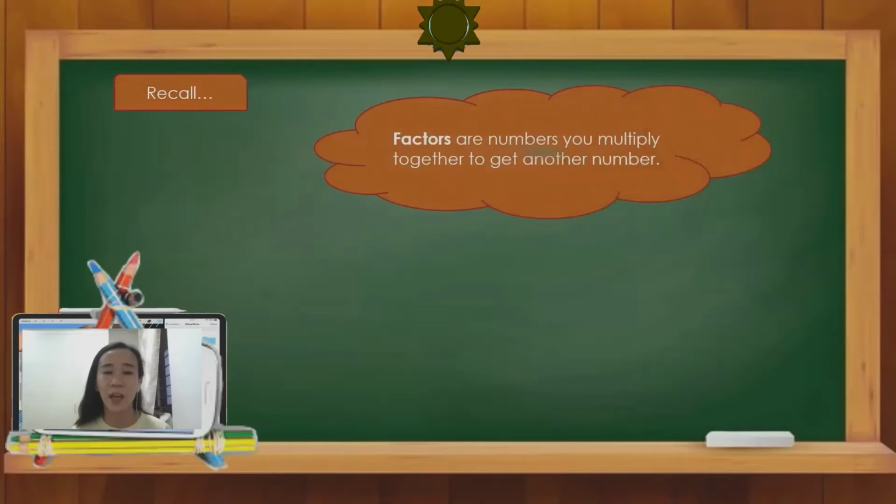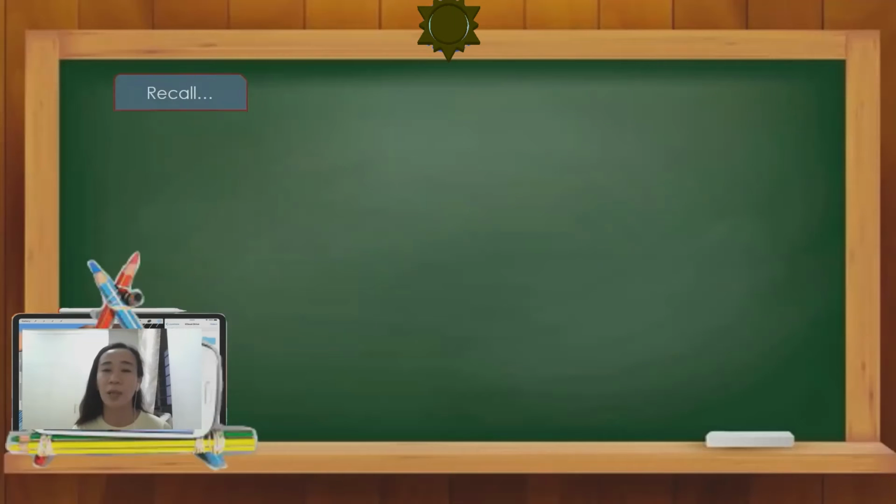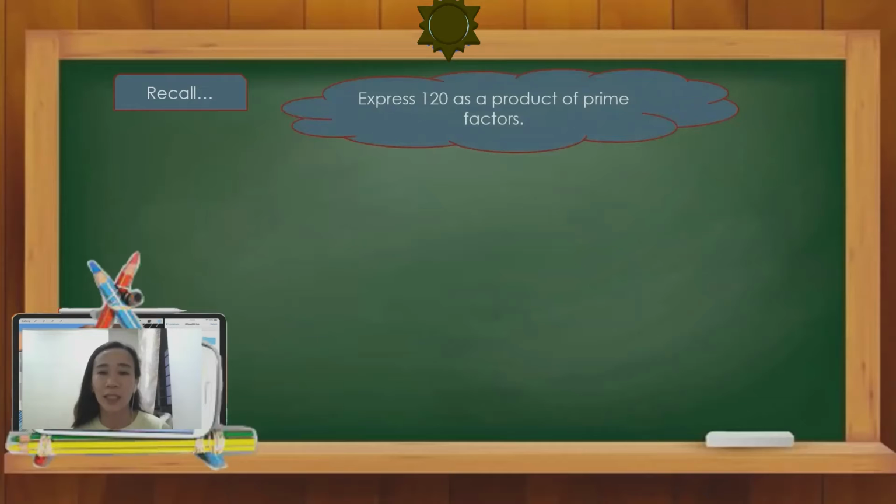Another recall. Factors are numbers you multiply together to get another number. For example, the factors of 6 are 3 and 2 because 3 times 2 is 6. Also, 1 and 6. 1 times 6 is 6. What is prime factorization? Prime factorization of a number is the product of prime factors that make up that number. For example, for the prime factorization, express 120 as a product of prime factors.